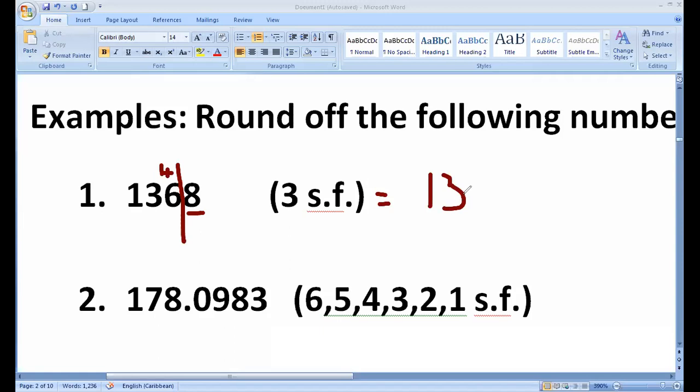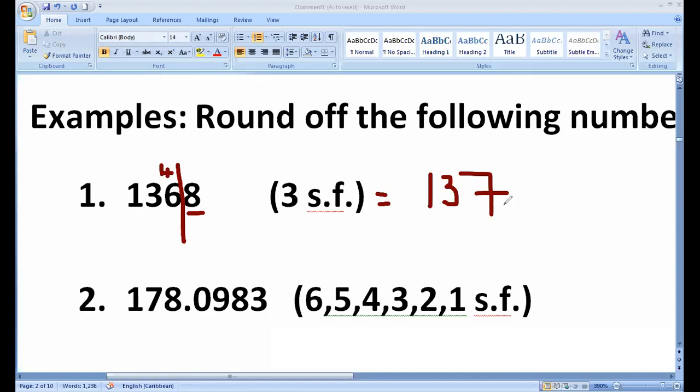Is it 1, 3, 7? Yes. Yes, sir. All right. No. Hold on. Can someone tell us why it's not actually 137? Can someone tell us why it can't be 137?